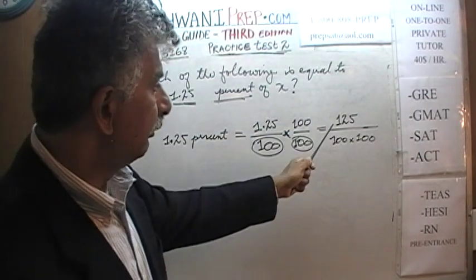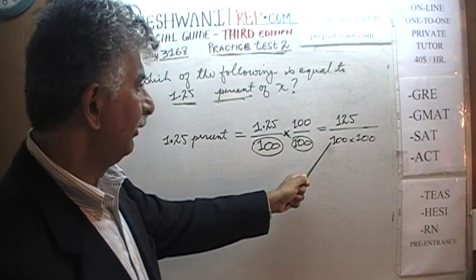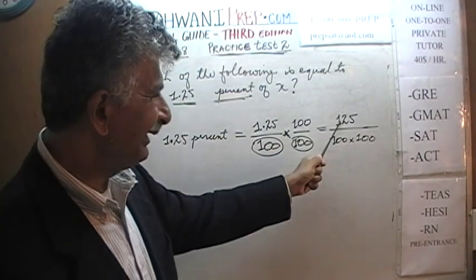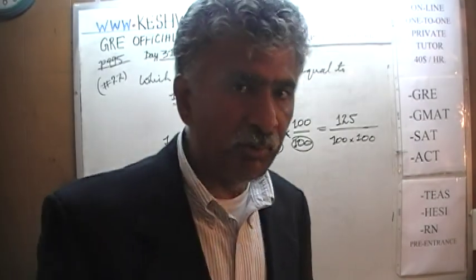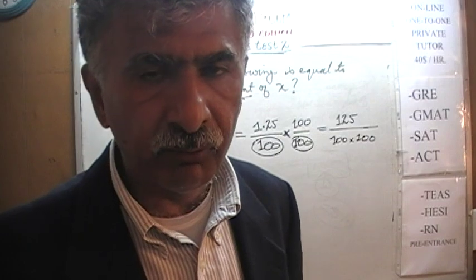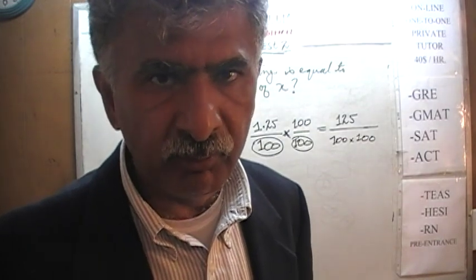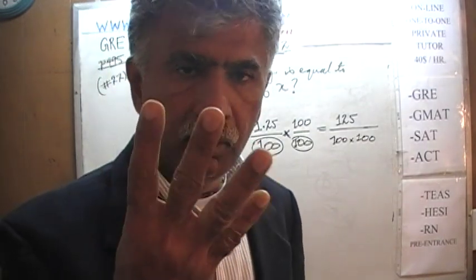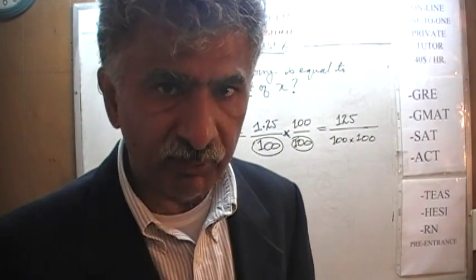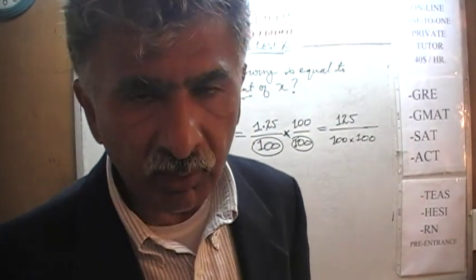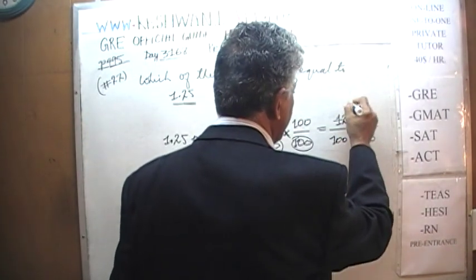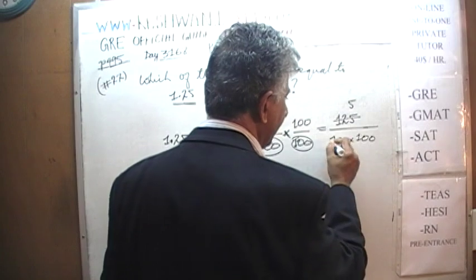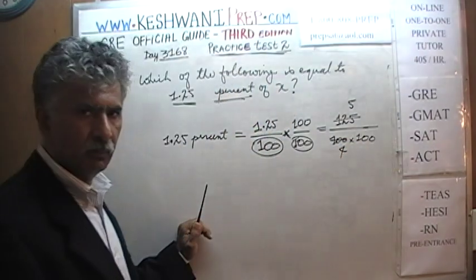Let's reduce it. We have 125 over 100 times 100. Let's divide top and bottom by 25. Do you know how many 25s 125 has? Of course, 125 has 5 25s, because everybody knows that 100 is made up of 4 25s. If 4 25s is 100, then 5 25s must be 125. So 125 is made up of 5 25s, and 100 is made up of 4 25s. So far, so good.